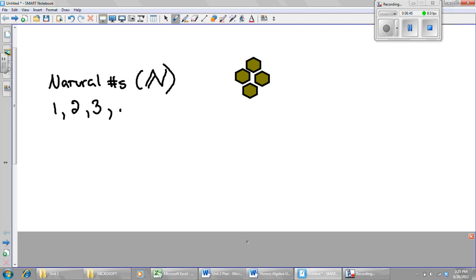Well, later on, they realized that those numbers could go on forever. In fact, they do. So the natural numbers start at 1, go to 2, 3, and they go on forever. They're sometimes called the counting numbers. Okay, now some important things are they don't include fractions, and no decimals.